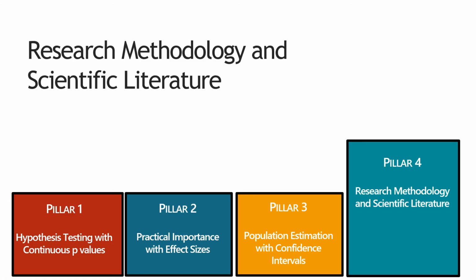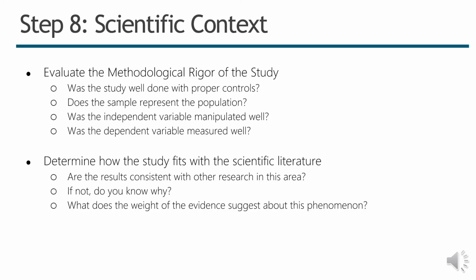Okay, now that we've considered p-values, effect sizes, and confidence intervals, it's time to pull this all together and relate it back to the scientific context. When we're considering the scientific context, we want to think about the methodological rigor of the study, as well as how the study fits into the scientific literature. So when you're thinking about a study, I know in these cases we don't give you a ton to work with, but this is worth thinking about.